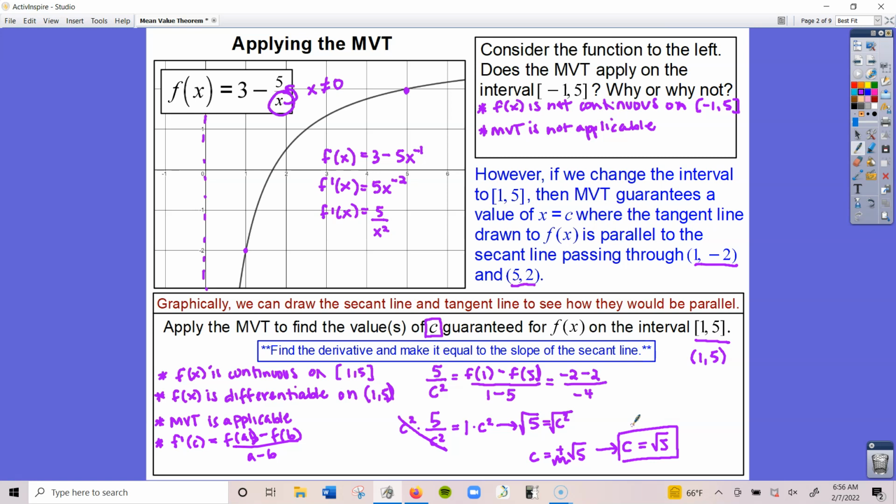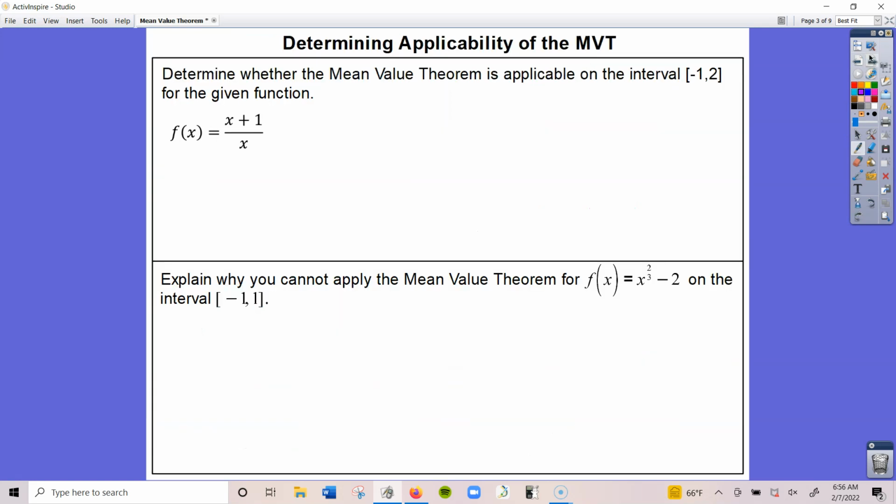And this is basically the entire process of MVT, but we're going to break this down a little bit more before doing some more sample questions. So as stated before, just like we do with EVT, we need to determine whether the mean value theorem is applicable on the given interval. Here I have the function f of x is equal to x plus 1 over x, and we want to see if it is applicable on the interval negative 1 to 2.